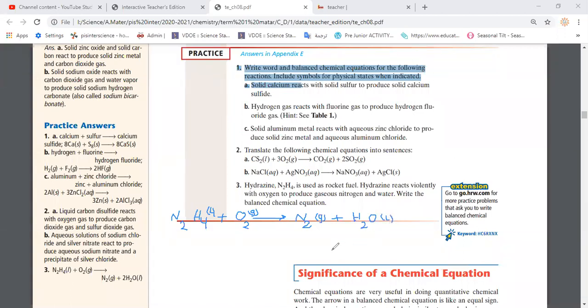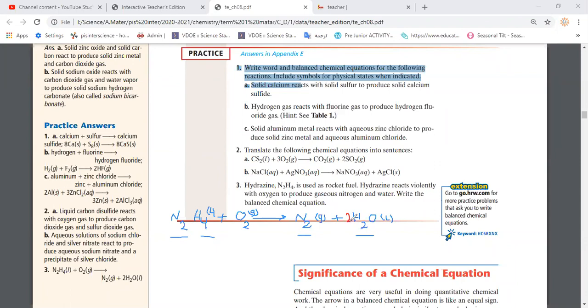So now we need to balance this equation. Is that equation balanced? So how many nitrogen here? 2, and here? 2. So no problem regarding the nitrogen, but how many hydrogen do we have here? 4, and here? 2. So which side must be increased? H2O. So what should we do? We're gonna put a coefficient 2.